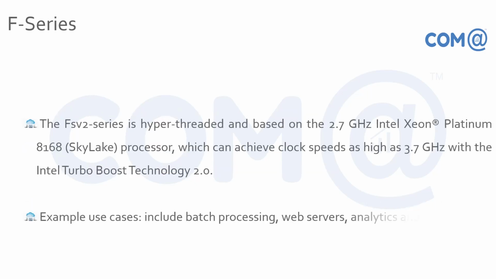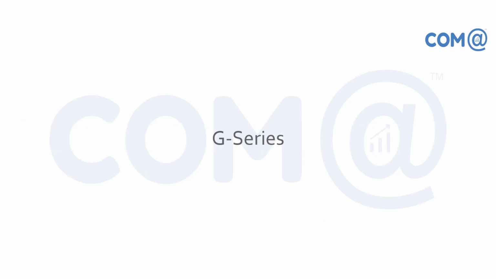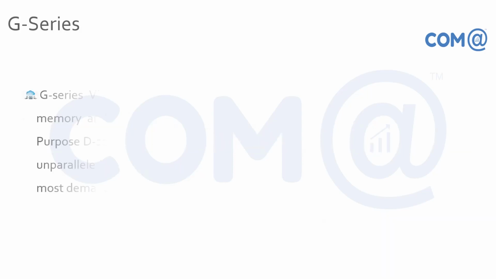The FSv2 series is hyper-threaded and based on the 2.7 GHz Intel Xeon Platinum 8168 processor, that is a Skylake processor, which can achieve clock speeds as high as 3.7 GHz with Intel Turbo Boost Technology 2.0. Example use cases include batch processing, web server analytics, and gaming. And the G series virtual machines.